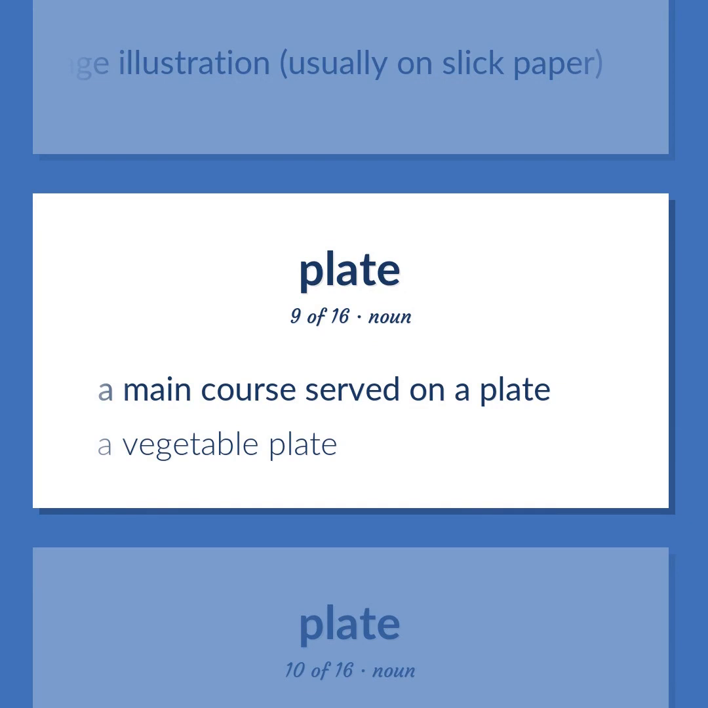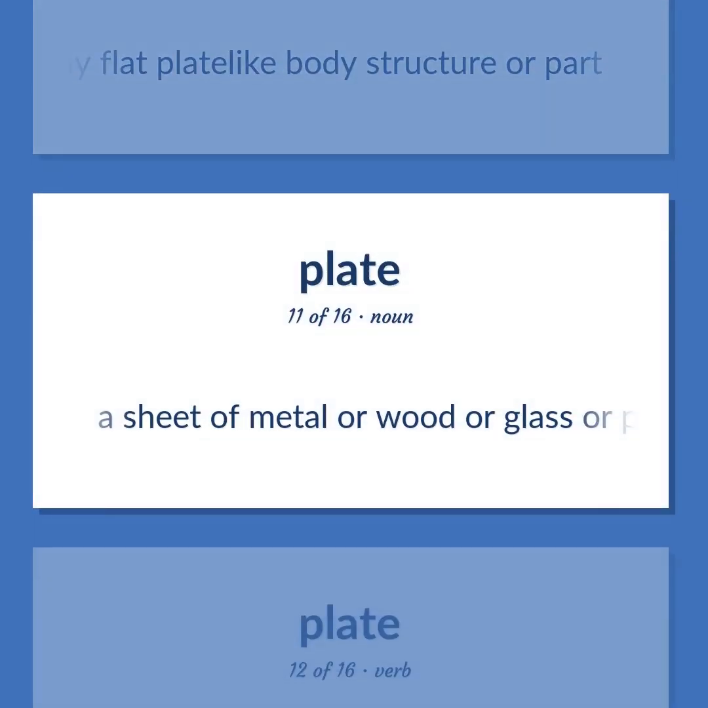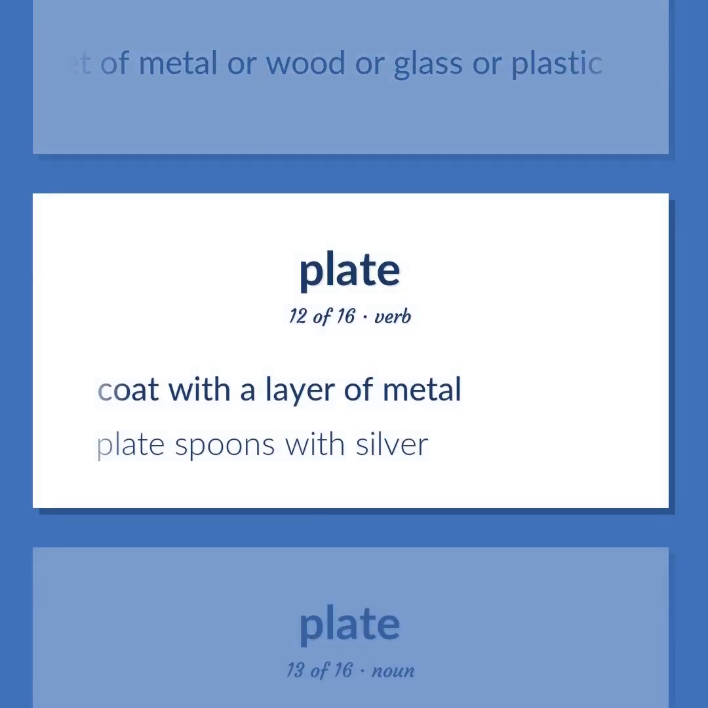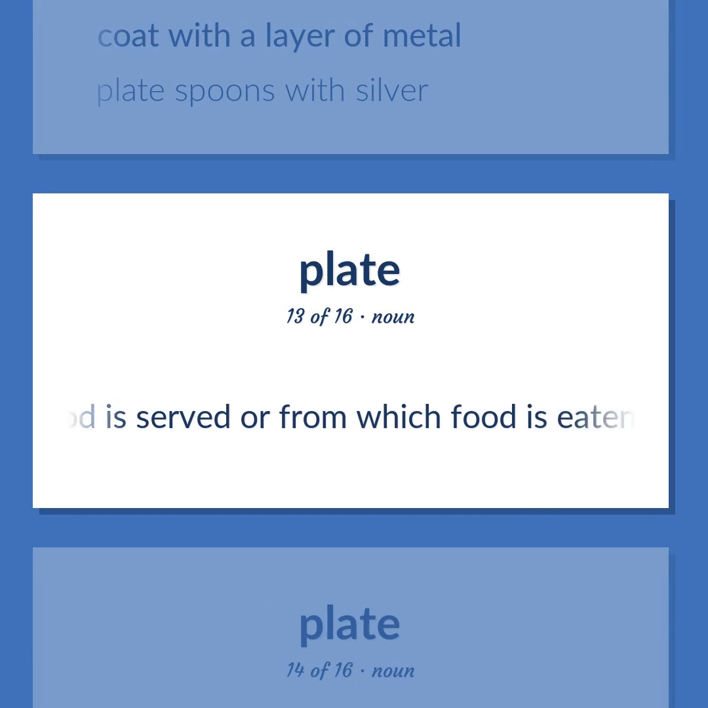A main course served on a plate. A vegetable plate. Any flat plate-like body structure or part. A sheet of metal or wood or glass or plastic. Coat with a layer of metal. Plate spoons with silver. Dish on which food is served or from which food is eaten.